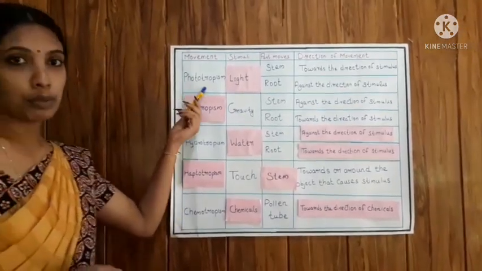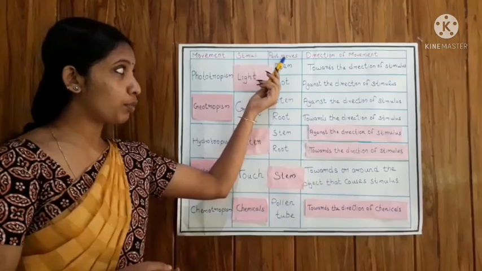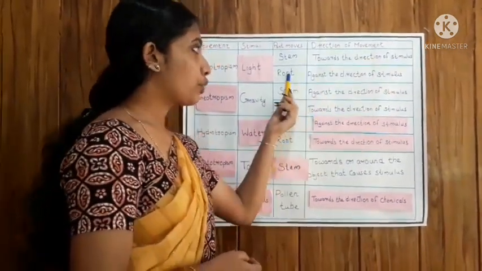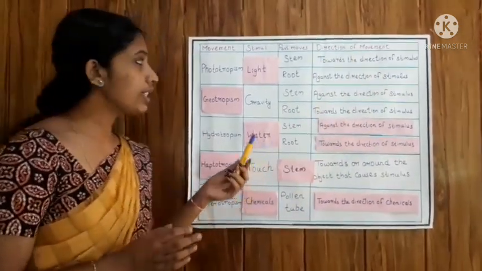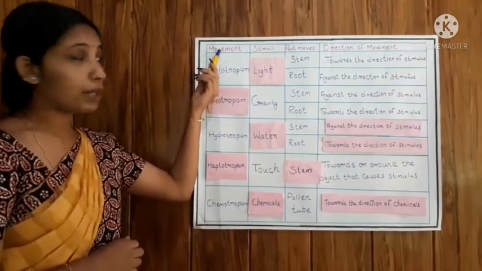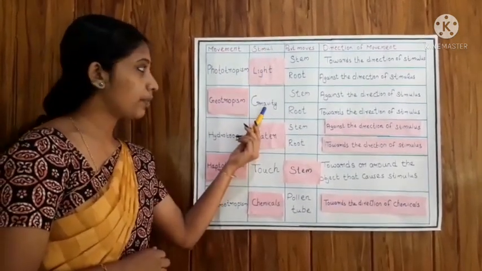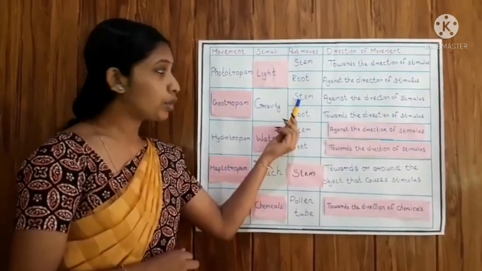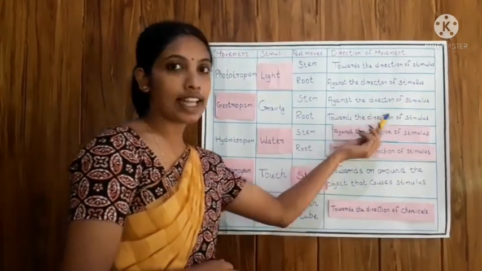So first plant movement is phototropism. Stem and root are the plant parts that move. Stem grows towards the direction of stimulus and root grows against the direction of stimulus. So here the stimulus is light. Second plant movement is geotropism. Stimulus is gravity. Stem and root are the plant parts that move. Stem grows against the direction of stimulus. Root grows towards the direction of stimulus.